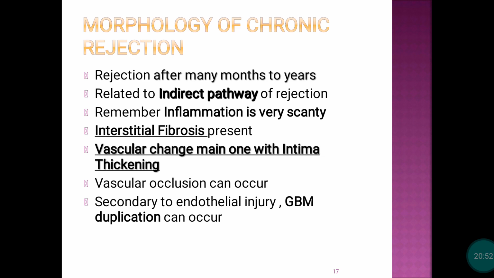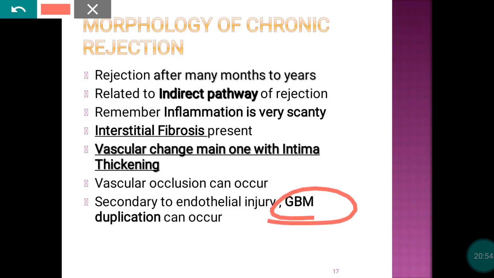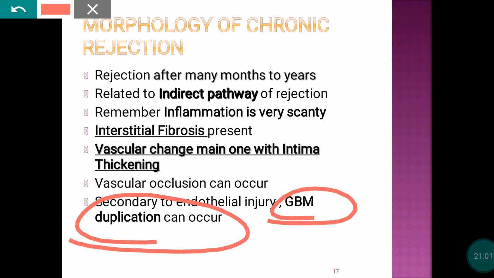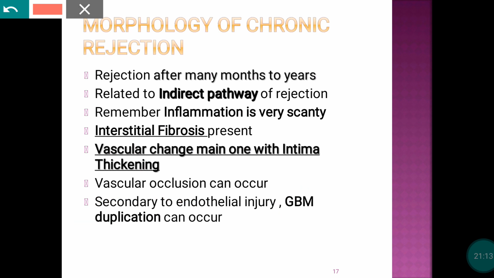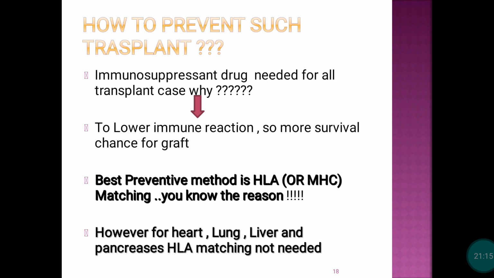So there can be glomerular basement membrane thickening and duplication, like that of, remember, membranous nephritis in the kidney chapter. Like in the nephrotic syndrome, there is one type, membranous glomerulonephritis. So in that way, GBM duplication can occur. So that is the morphology of chronic rejection.